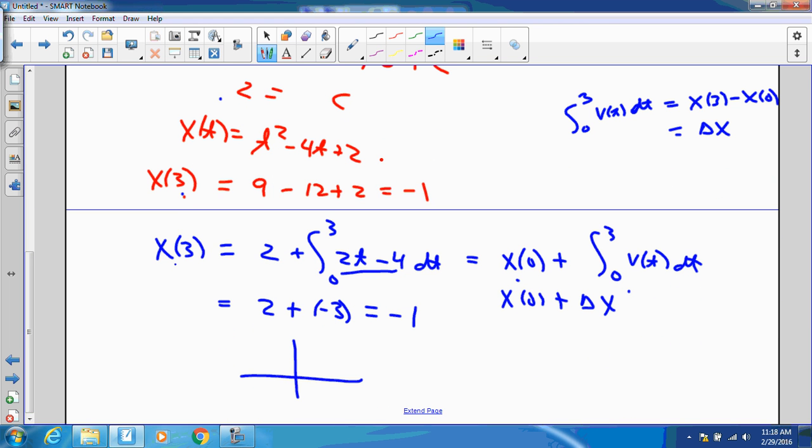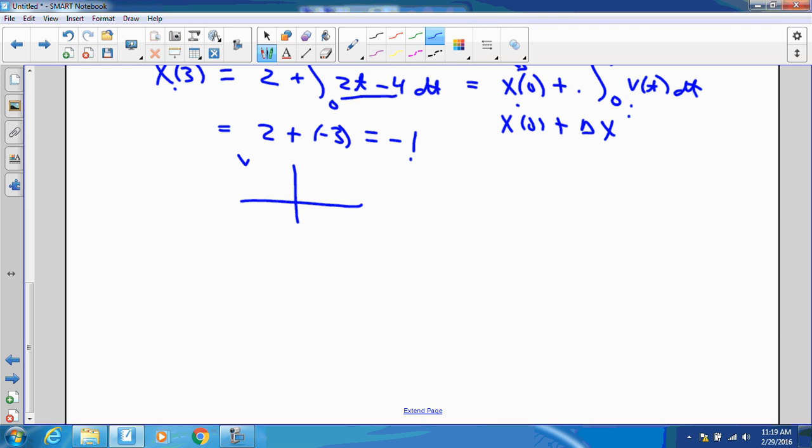Other people said that the position at 3 is going to be equal to the position at 0 plus the total change in position, which is the integral of the rate, or the integral of the velocity from 0 to 3. And when they did that, they found that that was equal to -1 as well. So two different, very conceptually different ways of solving the same problem. And so we had just gotten to the point where I was about to discuss what this looks like on a graph of velocity. My velocity is equal to 2t minus 4, and so here comes my velocity curve, a line with an intercept of -4 and a slope of 2.